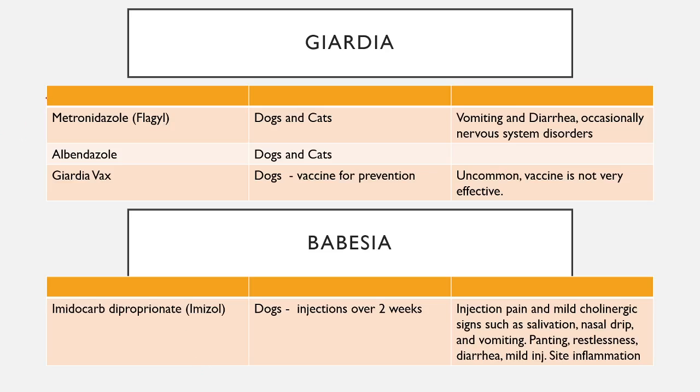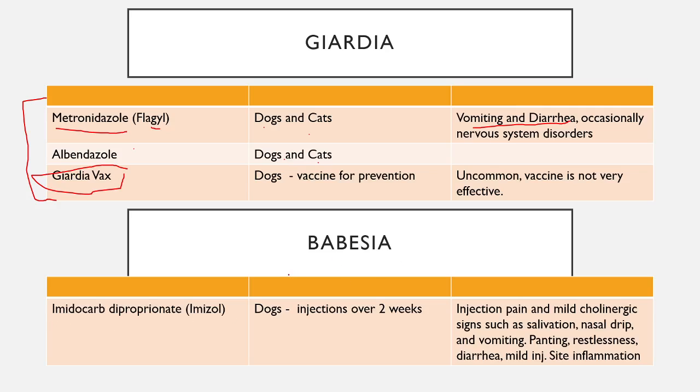For Giardia, I'm sure you see plenty of Giardia in your clinicals. Sometimes we will use a combination of a number of different drugs. You can use albendazole or fenbendazole, or Panacur, which is fenbendazole. We can use metronidazole, which is also known as Flagyl. These treat dogs and cats for Giardia. The Giardia vaccine is not super effective, so sometimes we can use it for prevention, but it's not super effective. These drugs can cause vomiting, diarrhea, and occasionally nervous system disorders.